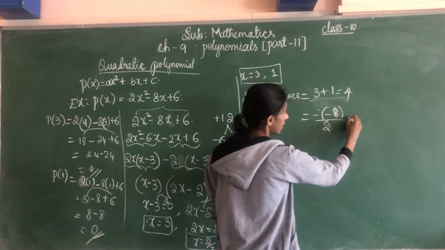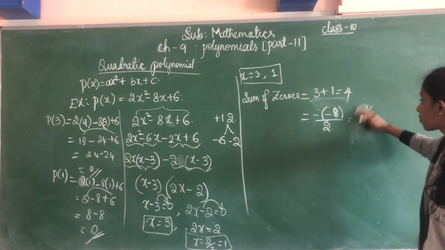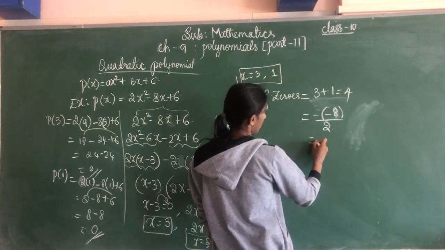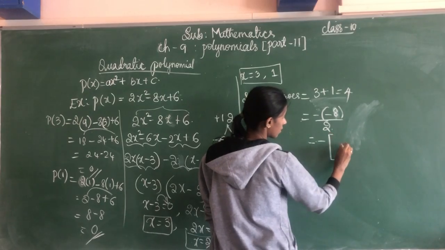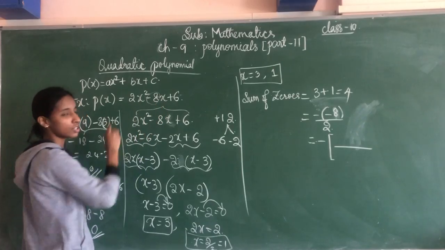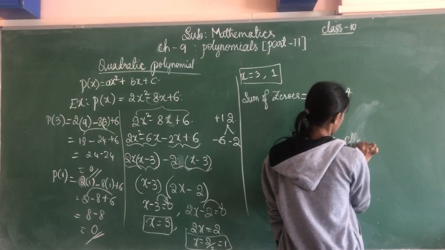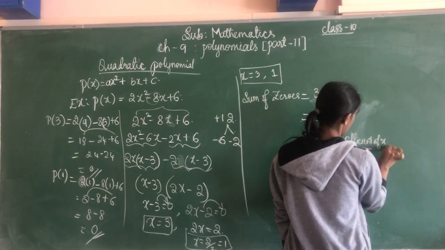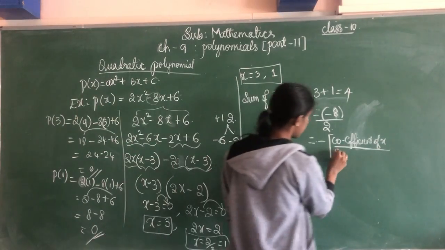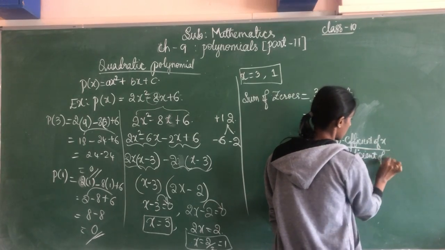If you observe, minus of minus 8 is plus 8 by 2. 8 by 2 is 4. So 4 I have taken as minus of minus 8 divided by 2. Why have I taken it like that? What is minus 8 here? Coefficient of x, isn't it? And what is 2? Coefficient of x square, isn't it?